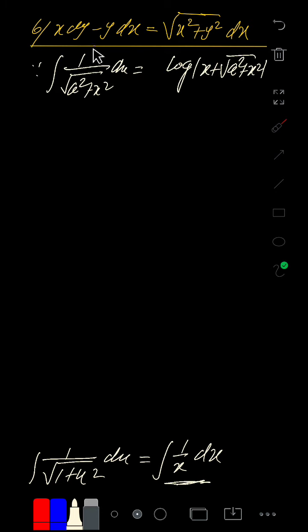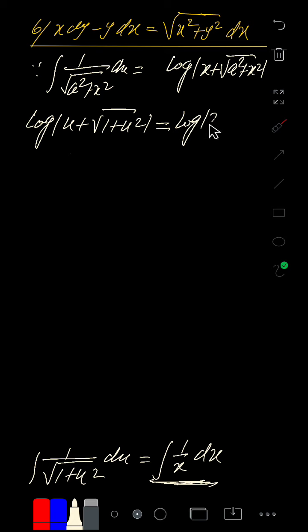So using identity, integral 1 over under root a square plus x square dx is equal to log mod x plus under root a square plus x square. We may integrate this term as log mod u plus under root 1 plus u square, and on the right hand side there is 1 over x dx, so its integral will be log mod x plus constant of integration should also be taken as log c.